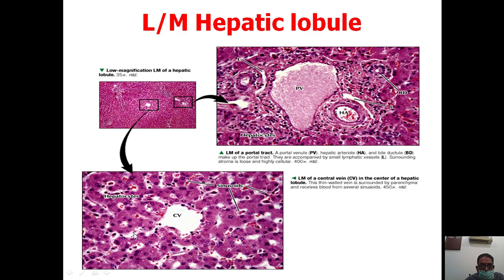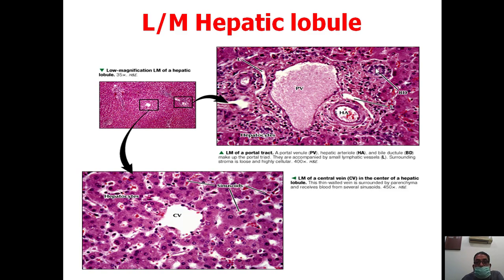In between the hepatocytes you see spaces, and these spaces are called the hepatic sinusoids, visible in this diagram. And this is the area of the portal triad at the corner of the hepatic lobule: hepatic artery, portal vein, and bile duct. Structural differences you will have to memorize.